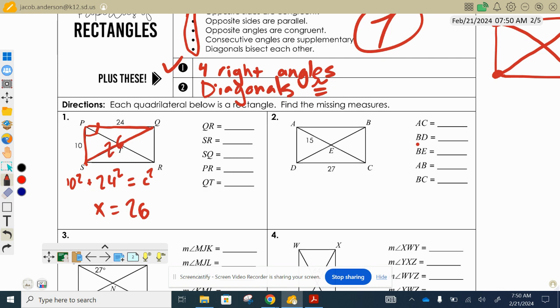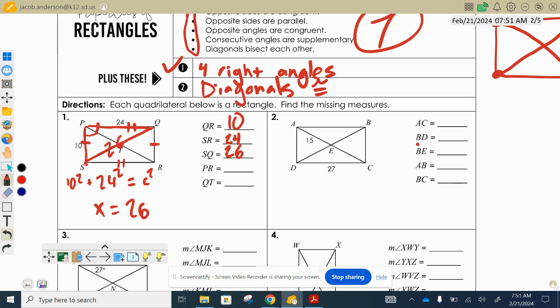Now it's going to ask me a few more things. So QR, first of all, QR is going to be the same as PS. That's a parallelogram property, and a rectangle is a parallelogram. That property is that opposite sides are congruent. So that would be 10. SR, which is this side, would be the same as the top, which is 24. And then SQ, we already found, we said that was 26.